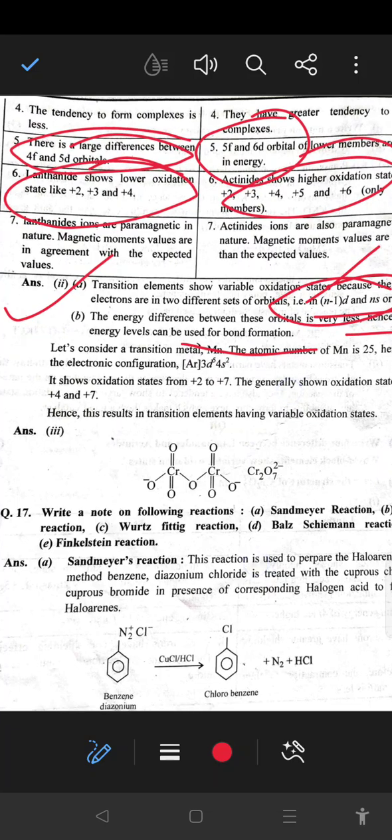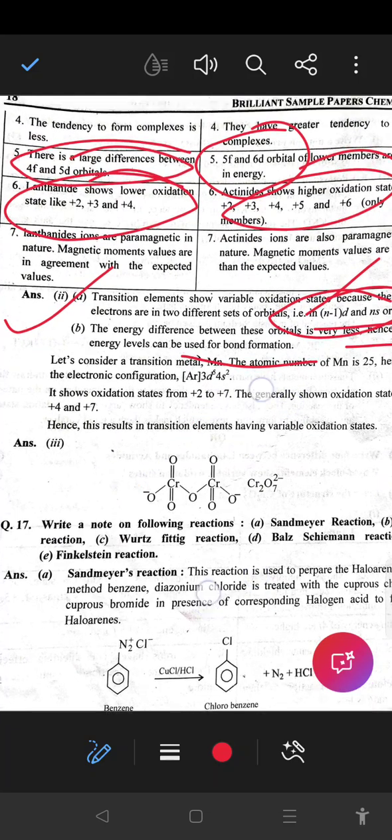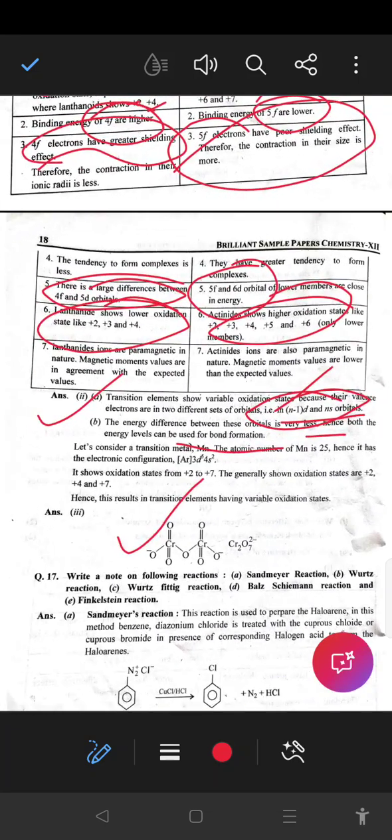Next, the structure of the dichromate ion, Cr2O7 2-.